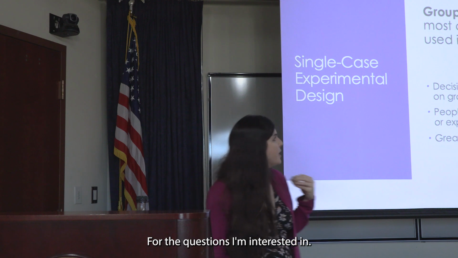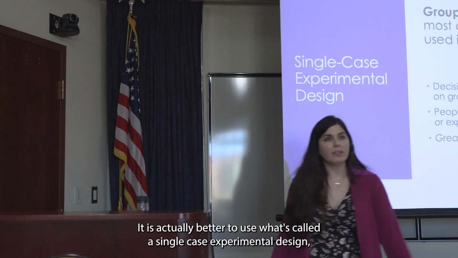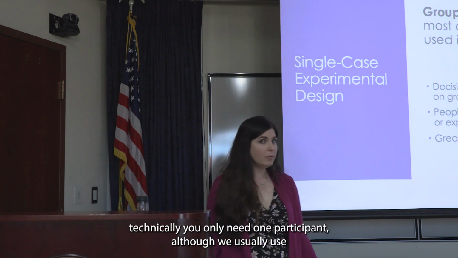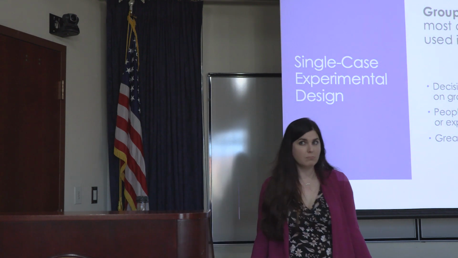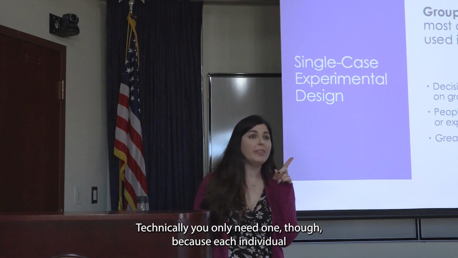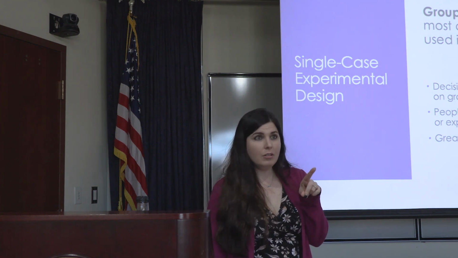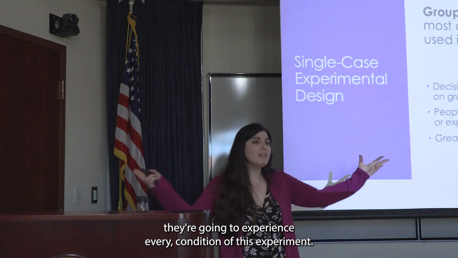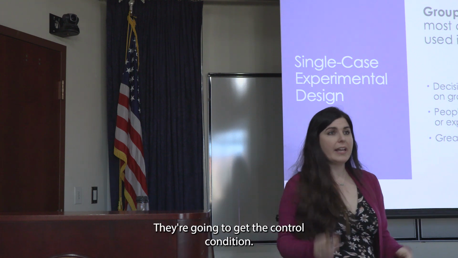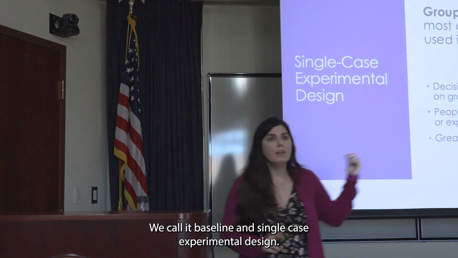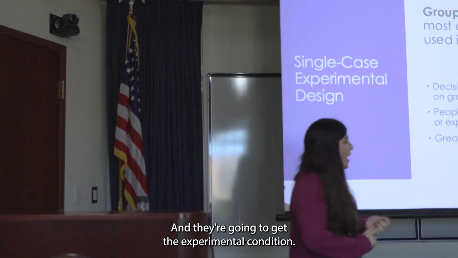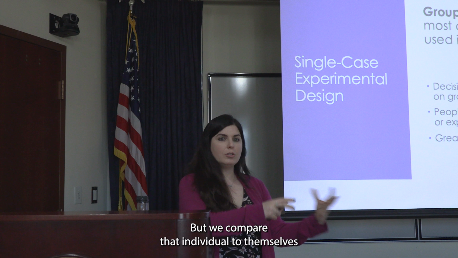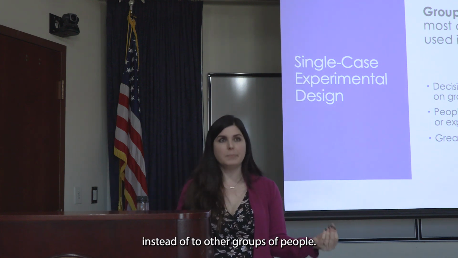For the questions I'm interested in, it is actually better to use what's called a single case experimental design, which, as the name implies, technically you only need one participant, although we usually use more than one participant. Technically you only need one though, because each individual is essentially serving as their own control. They're going to experience every condition of this experiment. They're going to get the control condition, we call it baseline, in single case experimental design. And they're going to get the experimental condition. Sometimes we go back and forth, but we compare that individual to themselves instead of to other groups of people.